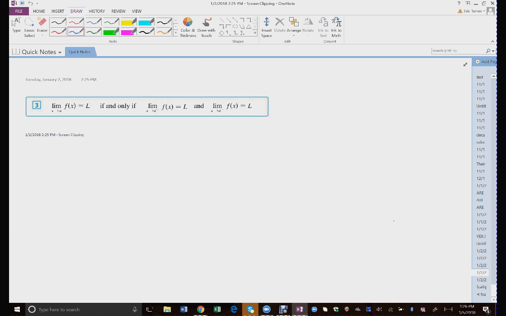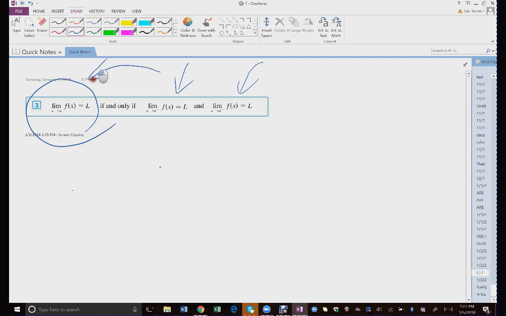Let's read this, starting off with this first part. The limit of f of x as x approaches a equals L if and only if the limit from the left side equals L, and the limit from the right side equals L as x approaches a. If those two sides are approaching the same value, then that is our limit from the very first part.